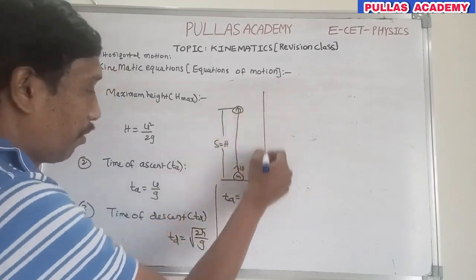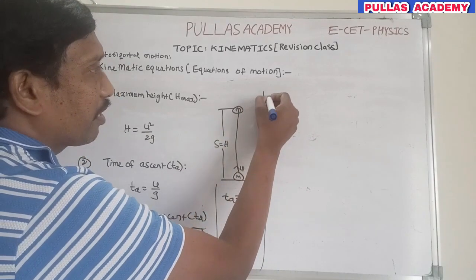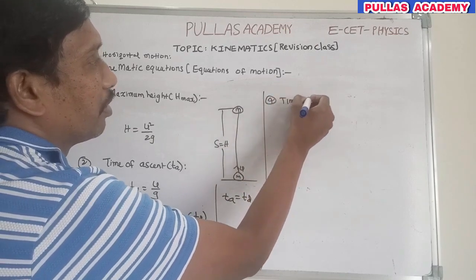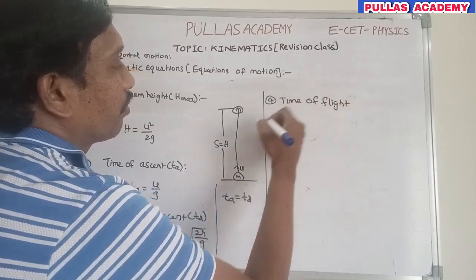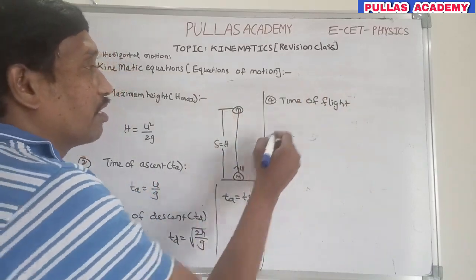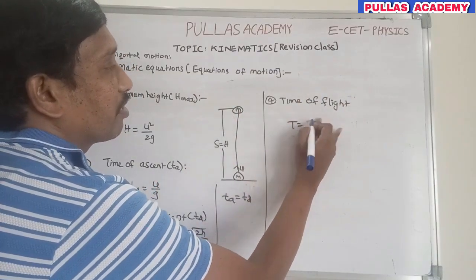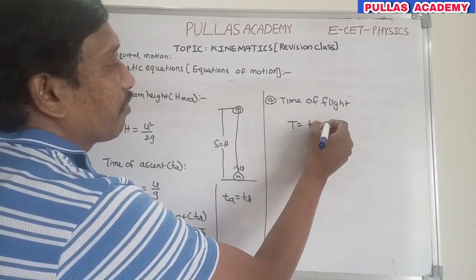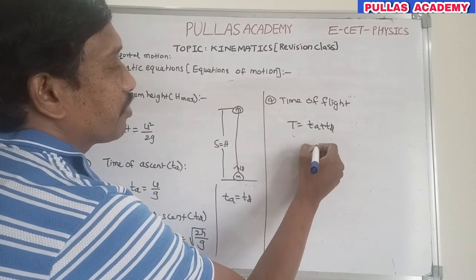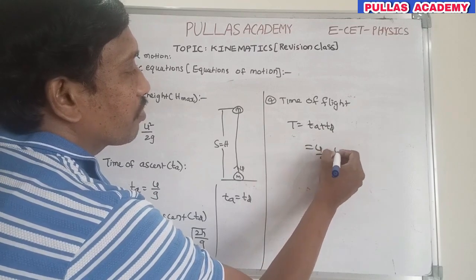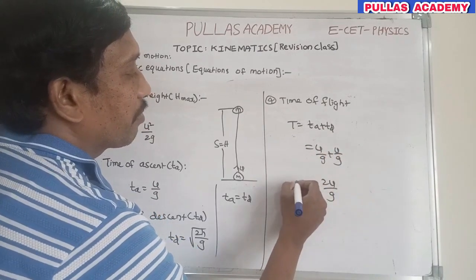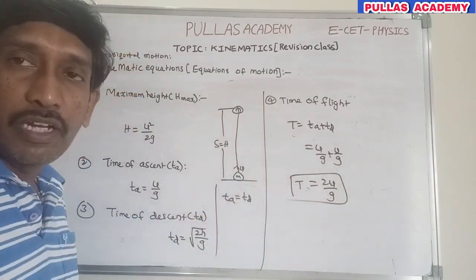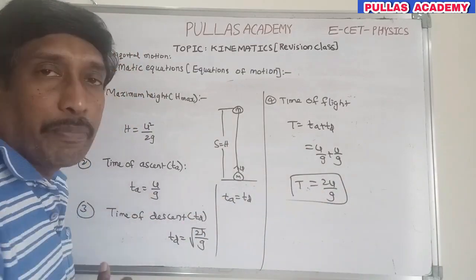That is the point. Next, time of flight. What is time of flight? It is the total time taken to reach the ground after being projected upwards. This total time is the time of ascent plus the time of descent. Time of ascent is u by g, and time of descent is also u by g. So totally, it is 2u by g. This is the time of flight. Clear? So these are the important formulas.